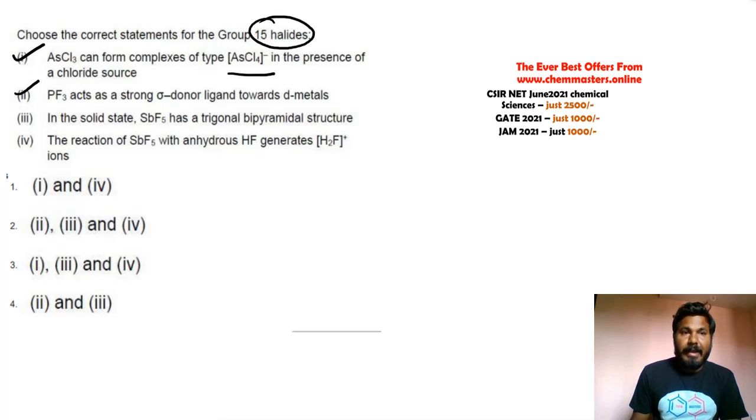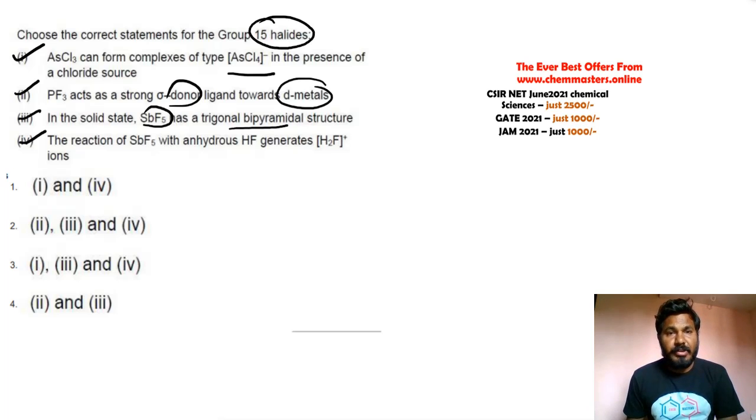Trifluorophosphine acts as a strong sigma donor ligand towards d metals. Third statement, in the solid state, antimony pentafluoride has a trigonal bipyramidal structure. Fourth statement, the reaction of antimony pentafluoride with anhydrous HF, hydrofluoric acid, generates H2F+. Okay, so we need to pick the correct statements.